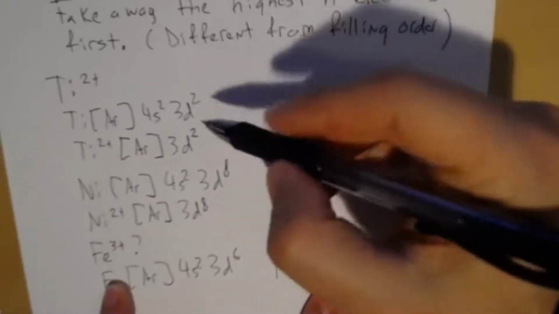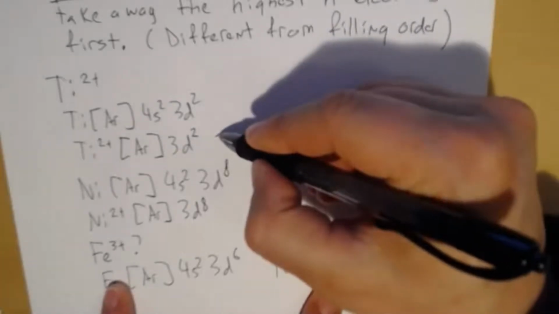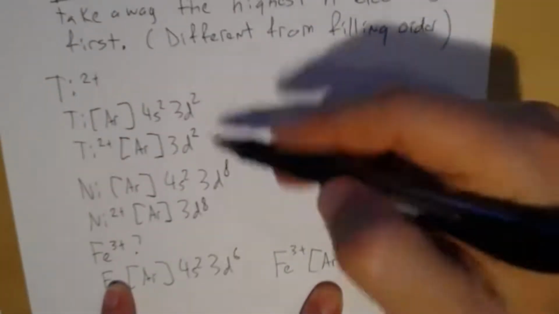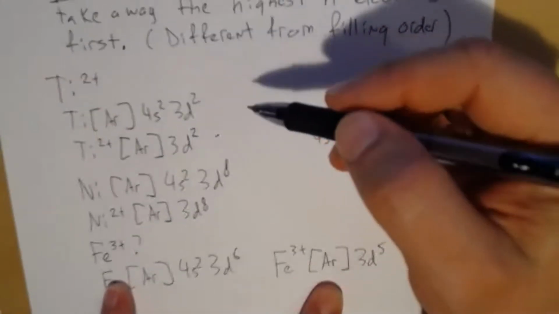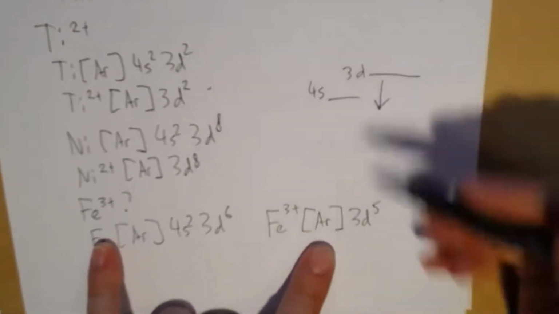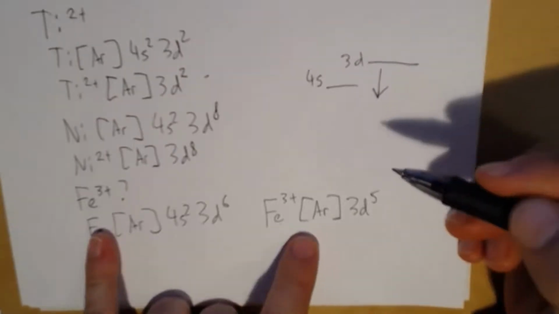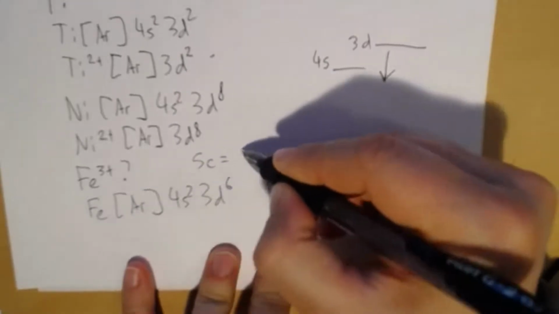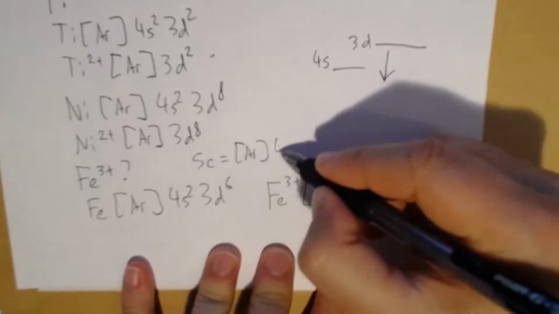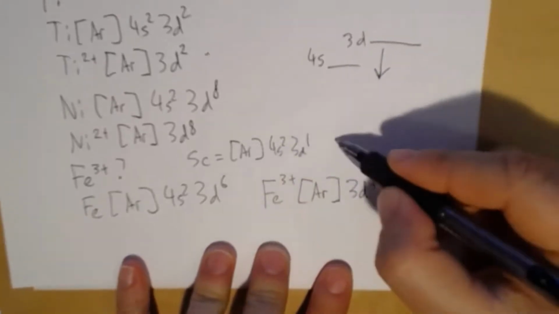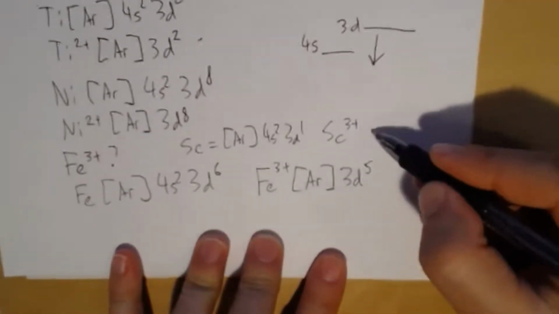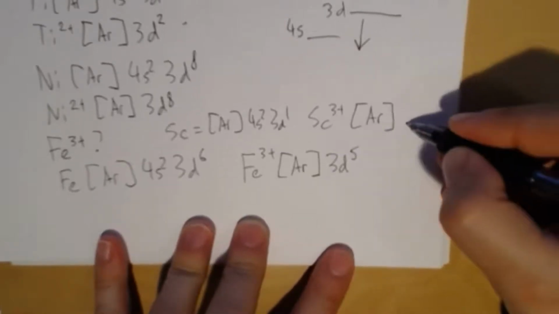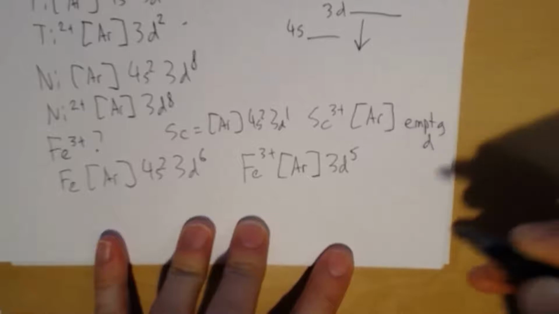So let's actually show that. Titanium 4+ would be an empty shell. They try to empty their D if they could get a D0, like scandium. Let me just write next to it. Scandium would be argon 4s2 3d1. Scandium 3+ would just be argon. So transition metals can either have an empty D or a half D.